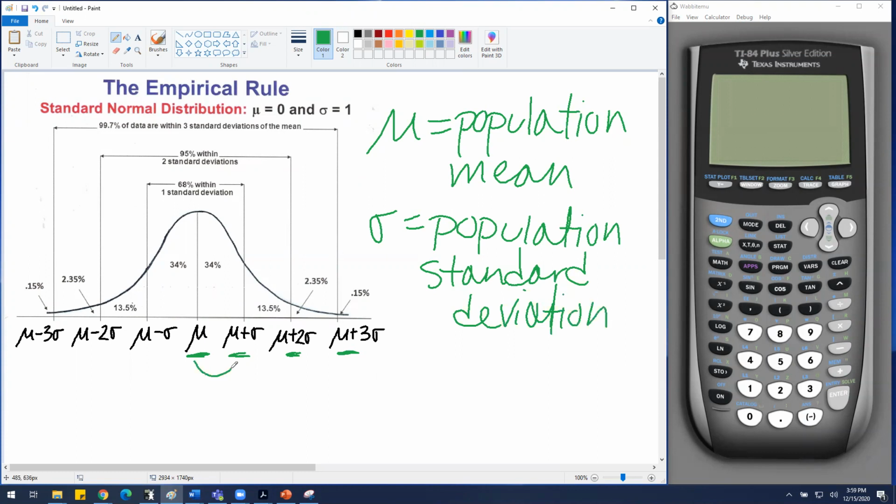So from here to here is 1 standard deviation above the mean, 2 standard deviations above the mean, and 3 standard deviations above the mean. Then you can go the other direction, 1 standard deviation below the mean, 2 standard deviations below the mean, 3 standard deviations below the mean.